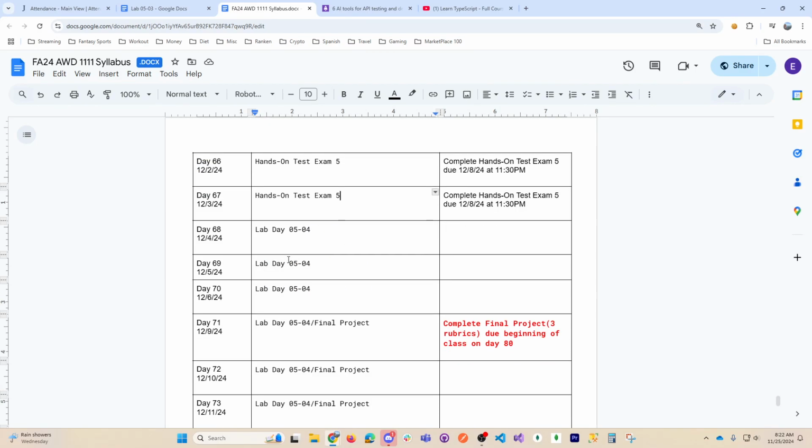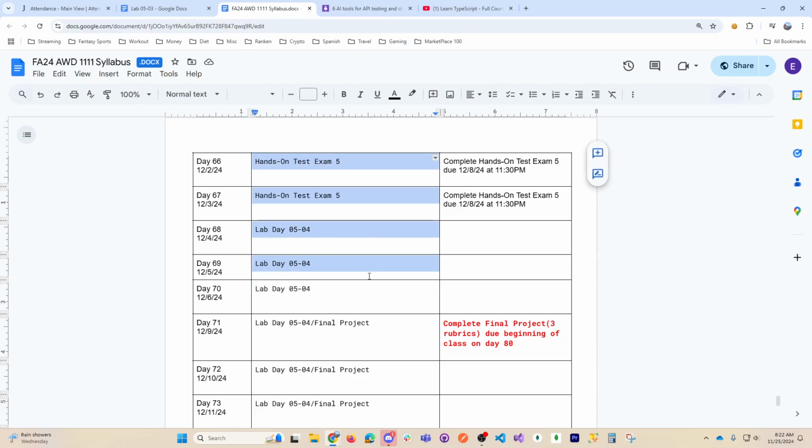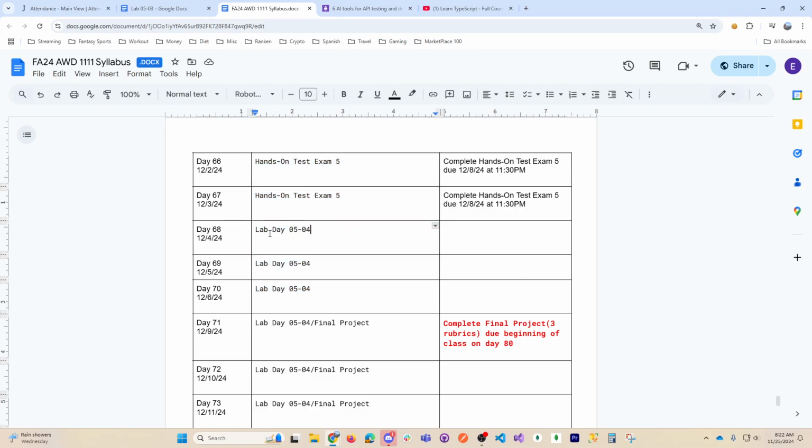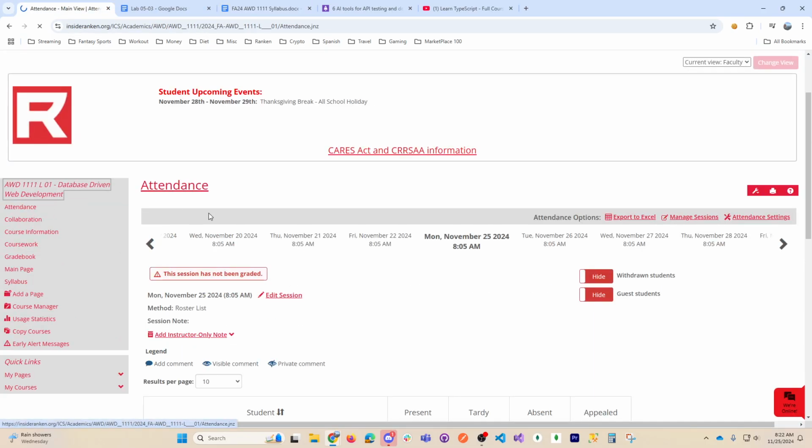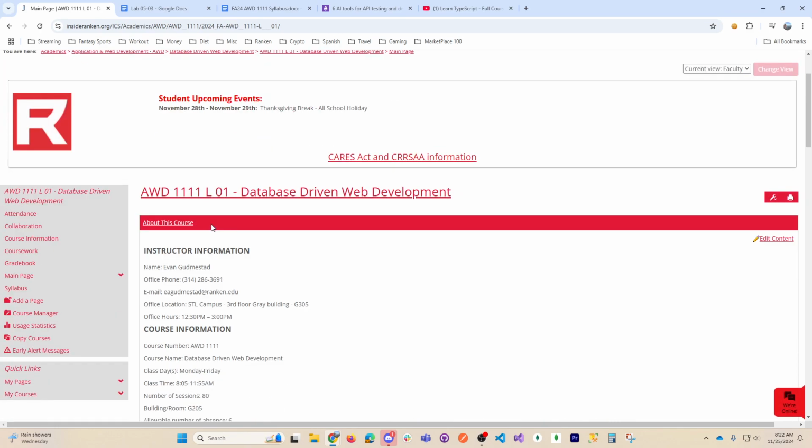Okay. Then we've got lab day, lab day, lab day. So that's the week returning. This lab 0504, we'll take a closer look at it when we return, but that's going to be building out your search interface, and then what's left after that is completing your final project. Now your final project, you might remember, is a good chunk of your grade.